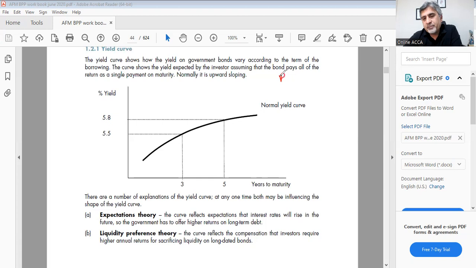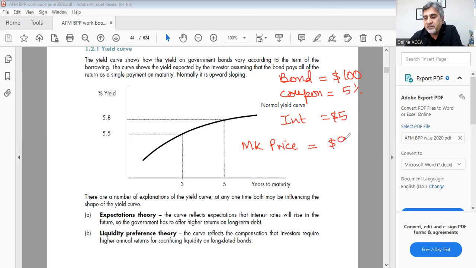For example, you purchase a bond, the bond has a face value of $100 and the bond gives you a coupon, which means the interest rate is 5%. So it means that you get interest every time of $5, okay? Because $100 into 5% means $5 interest you get. But for some reason, the market price of the bond goes down. The market price of the bond is now 95. The bond has a face value of 100, but it is sold in the market for 95.